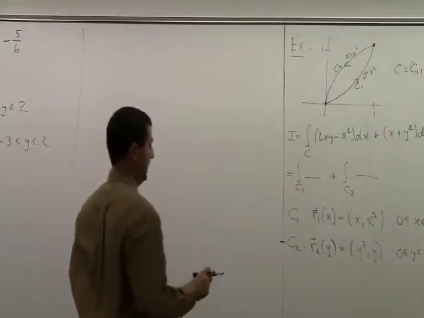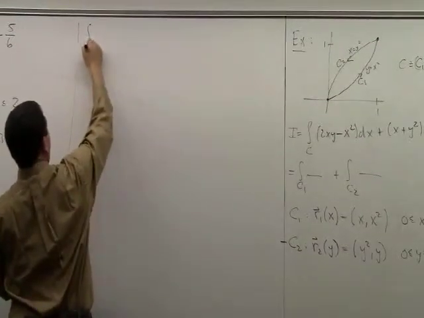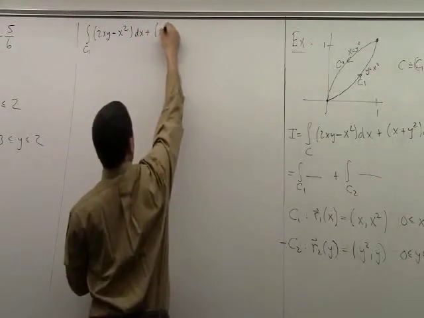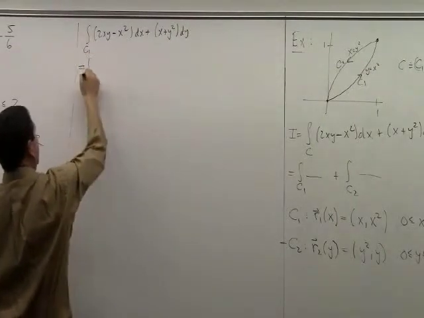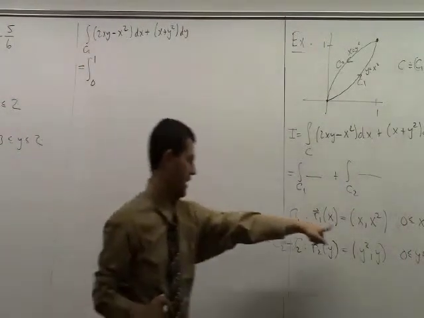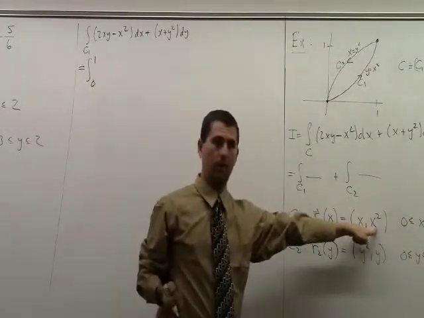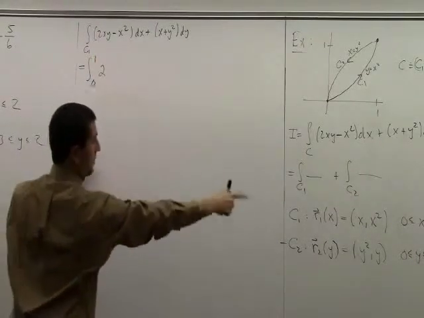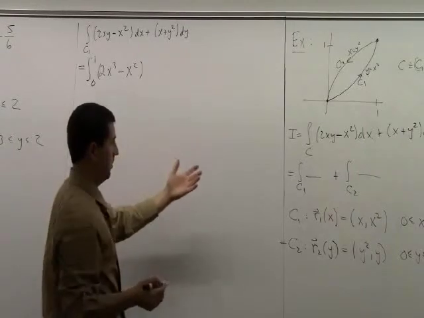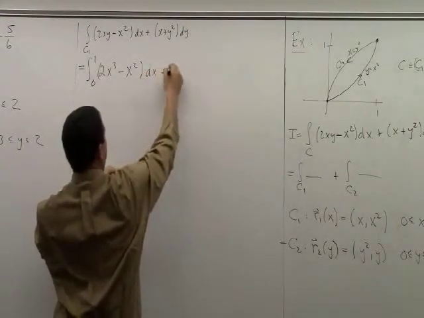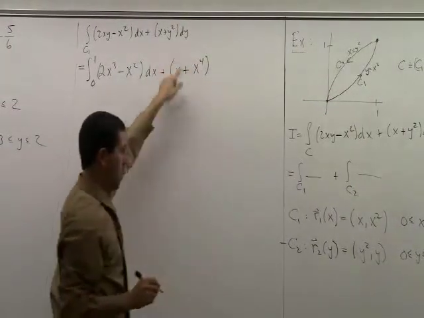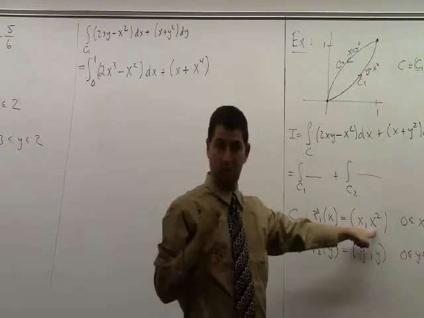So, let's handle C1 first. If we integrate over C1, 2xy minus x squared dx plus x plus y squared dy, this will equal the integral from 0 to 1. Now, all the x's I have to put x in for. That's not a big deal. All the y's I have to put x squared. So 2x squared, so it's x cubed, minus x squared. Then I need dx, but x is x, so dx is going to be dx. Plus, y squared. Y is x squared, so it's x squared squared, which is x to the 4th. And then I need dy. Y is x squared, so dy is 2x dx.